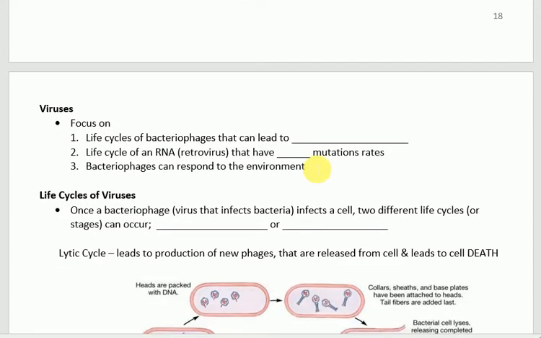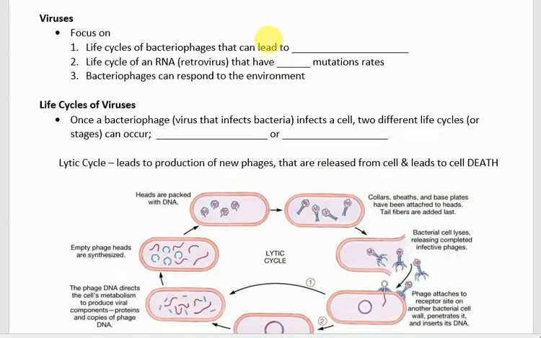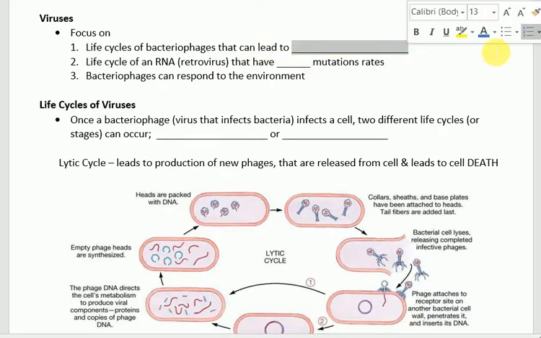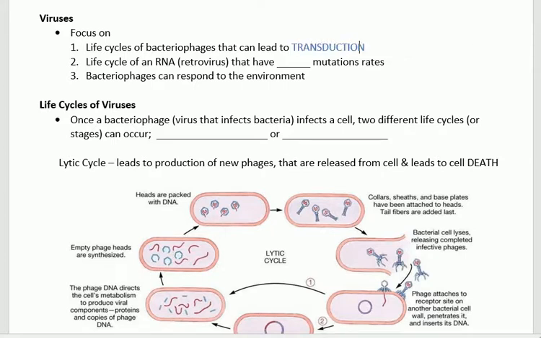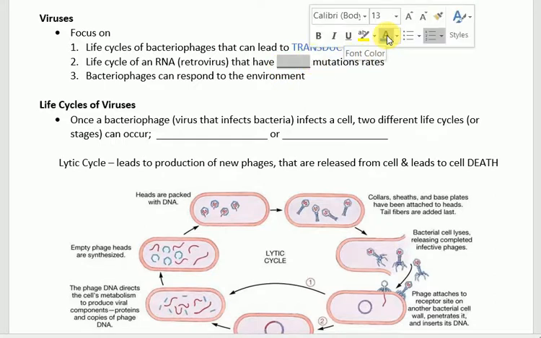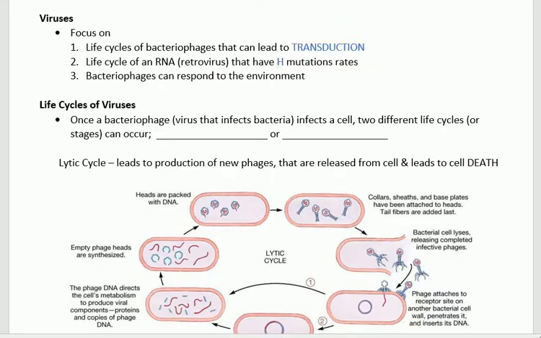Okay, let's talk about viruses. We are going to focus on the life cycle of the bacteriophages that can lead to transduction. We're going to focus on the life cycle of the RNA, the retrovirus, that have high mutation rates, and then also that bacteriophages can respond to the environment.